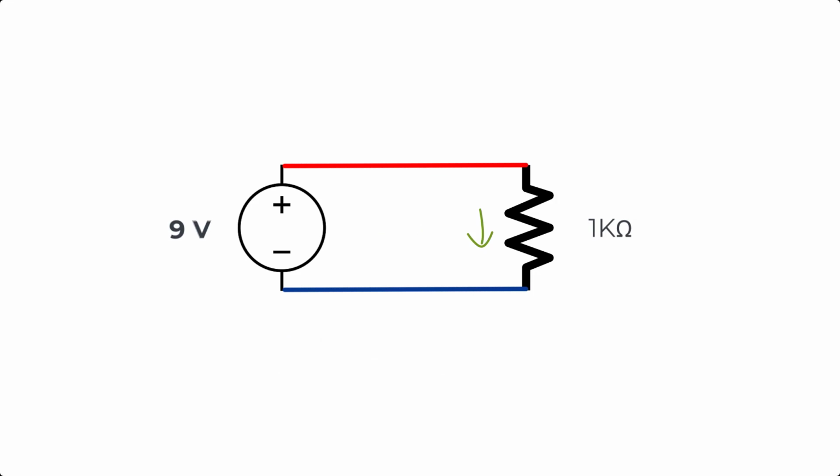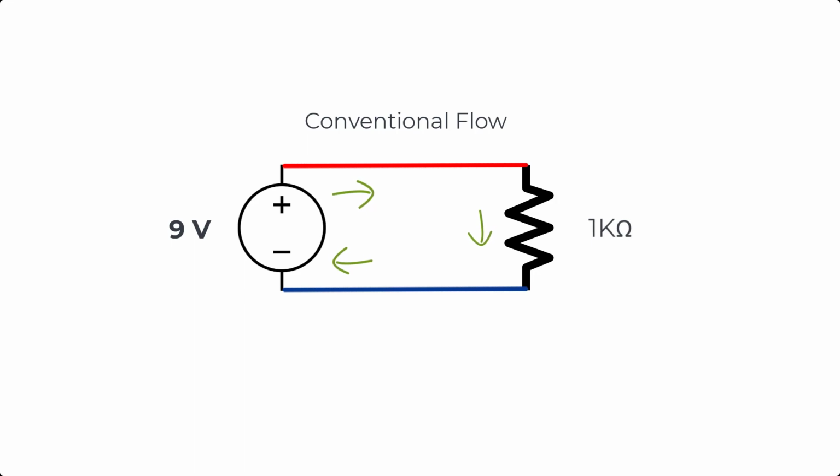Please note that you might see some circuit diagrams illustrating the current flows from the positive terminal through the circuit and into the negative terminal. This is known as conventional flow, which is commonly used by engineers in their circuit diagrams.